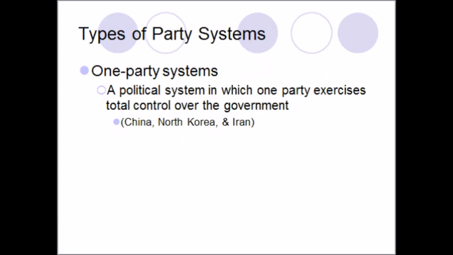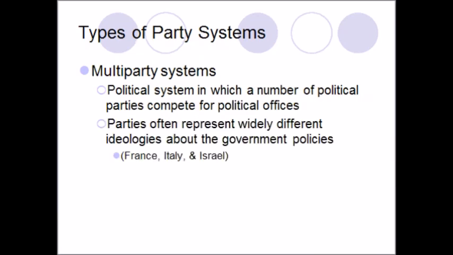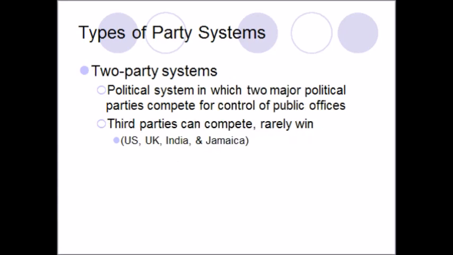Different countries have different types of party systems. We have the one-party system, and this is in China, North Korea, and Iran. This is a political system in which one party exercises total control over the government. We have the multi-party system, where a number of political parties compete for political office. This is evident in France, Italy, and Israel. And we, in the United States, have a two-party system. This is a political system in which 2 major political parties compete for control of public offices.